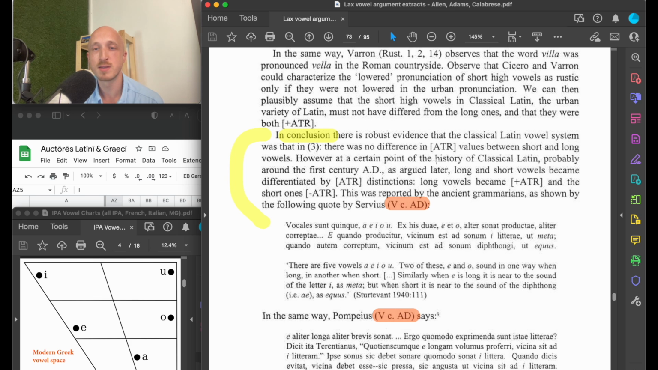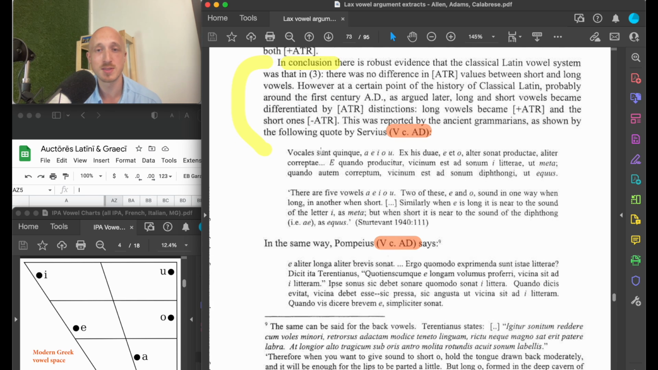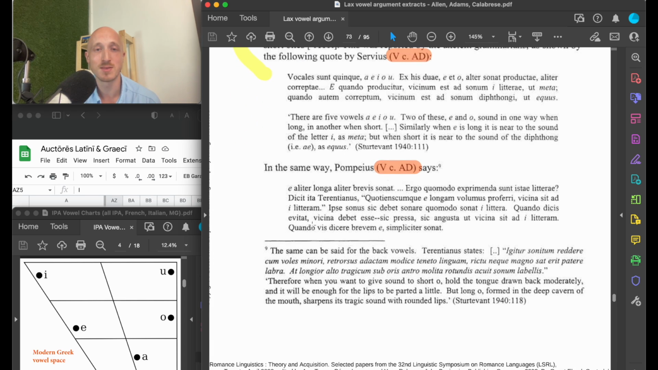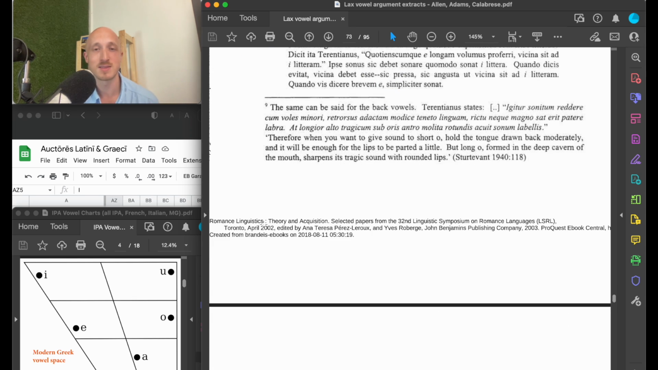However, at a certain point of the history of classical Latin, probably around the 1st century AD, as argued later, long and short vowels became differentiated by ATR distinctions. Long vowels became positive ATR and the short ones negative ATR. This was reported by the ancient grammarian Servius in the 5th century. So this is the kind of thing that we were already looking at. Pompeius says the same thing about how we get evitat instead of evitat.